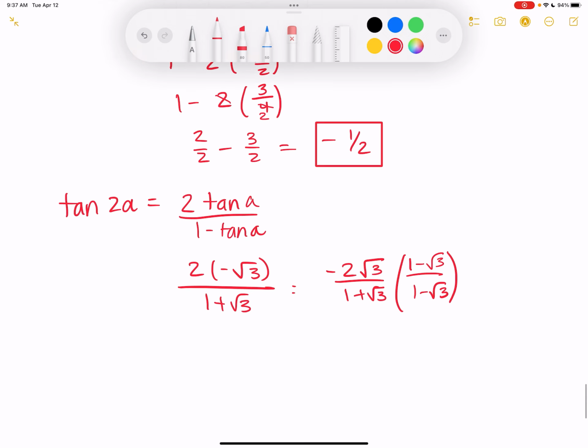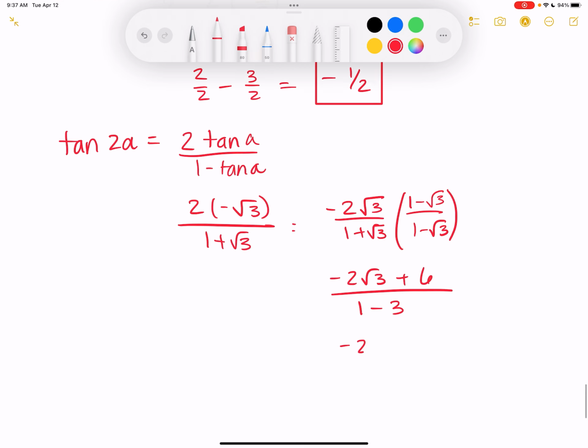All right, so on top, that's going to give me negative 2 root 3 plus the root 3's, which when they multiply together just give you 3. So 3 times 2 is 6. On the bottom, that allows it to cancel, so you get 1 minus 3. So then negative 2 root 3 plus 6 over negative 2. Now what? Cancel out, divide by 2.